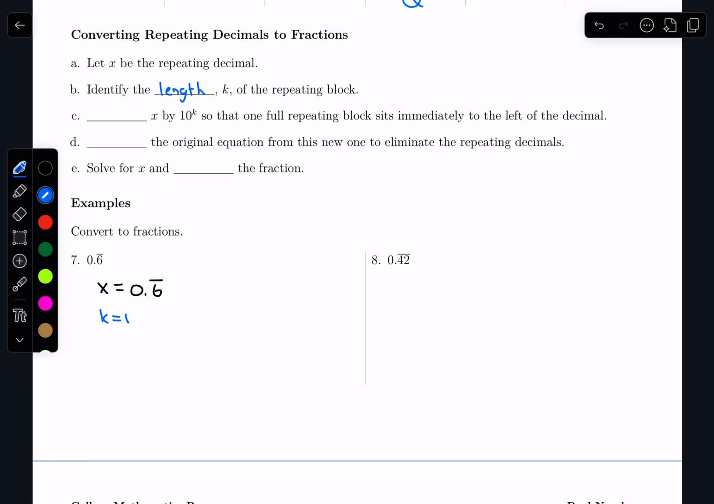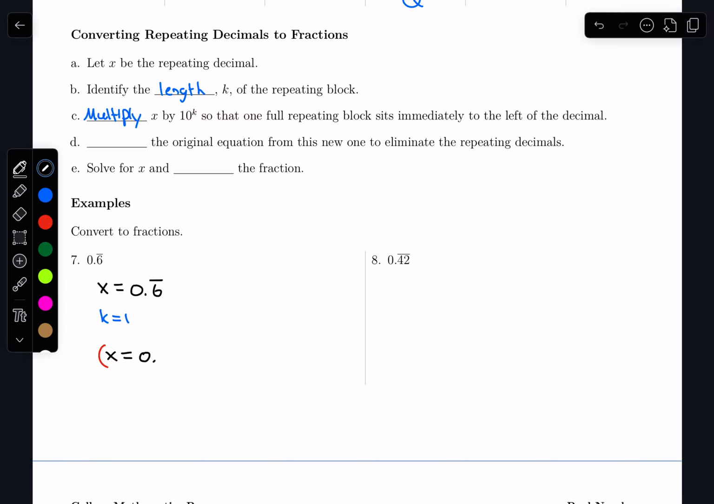Part C says to multiply x by 10 to the power k so that one full repeating block sits immediately to the left of the decimal. So now 10 to the k is the number we just found. It's the length of the block. And so what we're going to do is multiply x, which is 0.6 with a bar over it, by 10 to the power 1. So down below here, I'm going to do x equals 0.